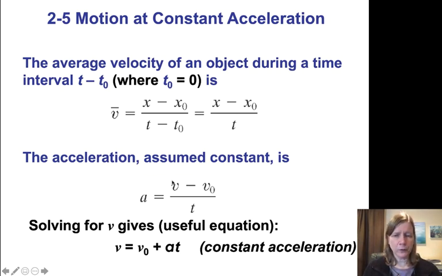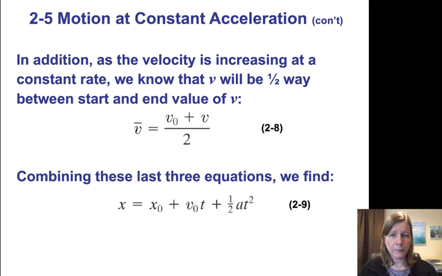If we rearrange the second equation and solve for this v, we can get v equals v0 plus at. Just a little bit of algebraic manipulation of those variables. This equation holds for constant acceleration. So that's one of our constant acceleration equations we'll be using as we go forward.